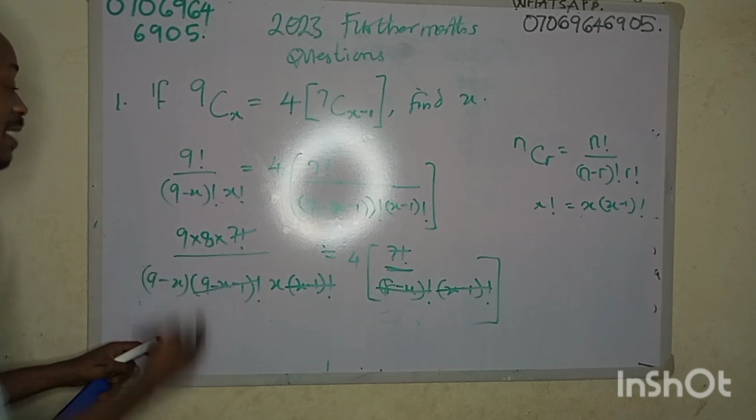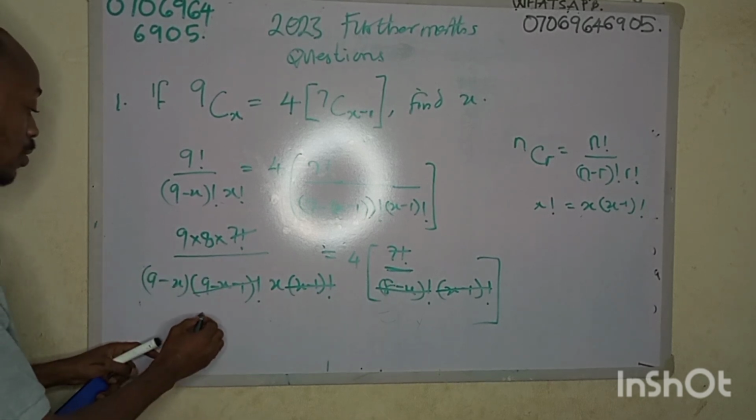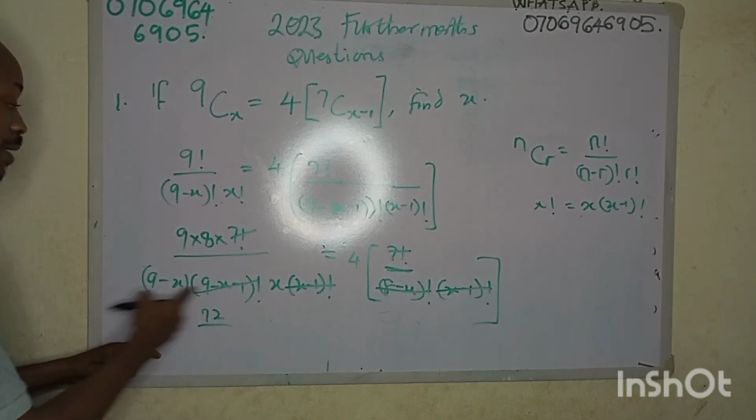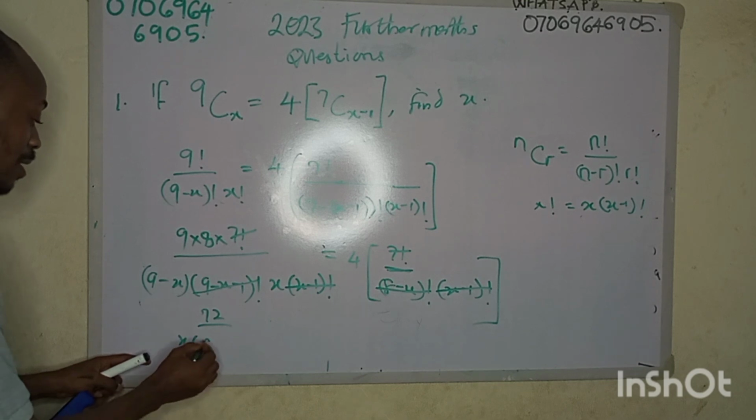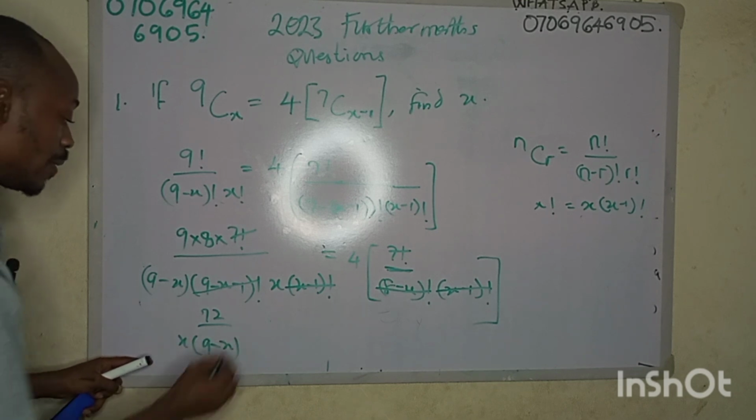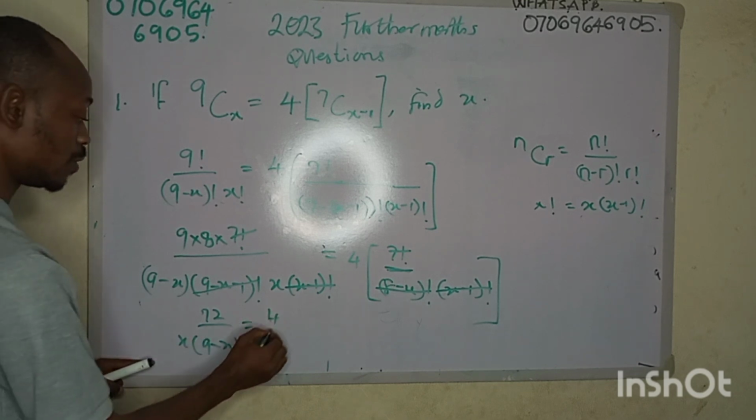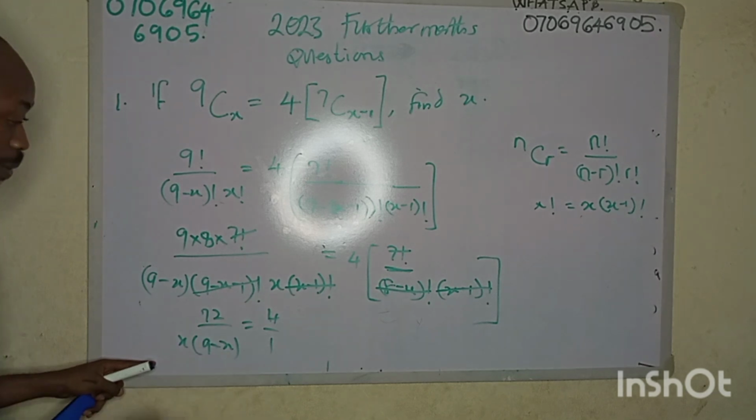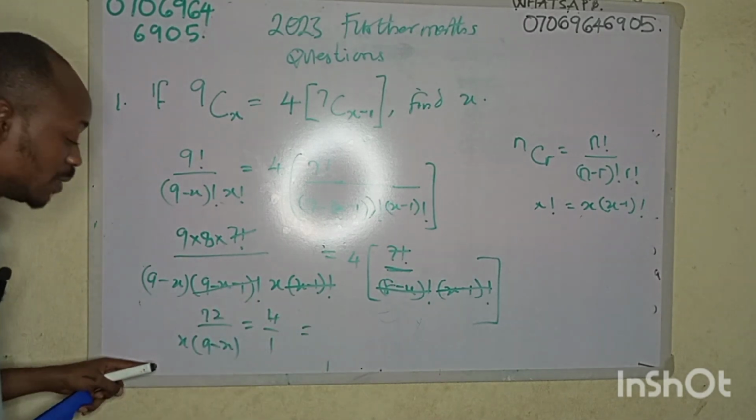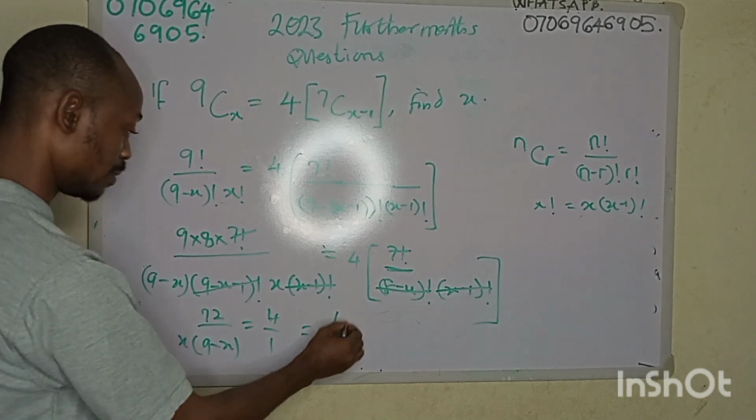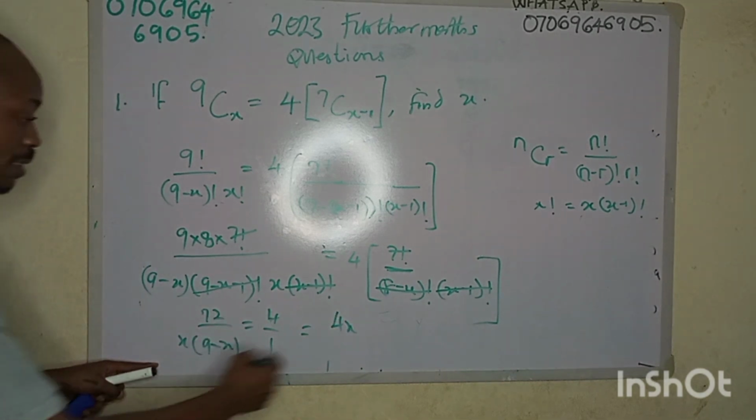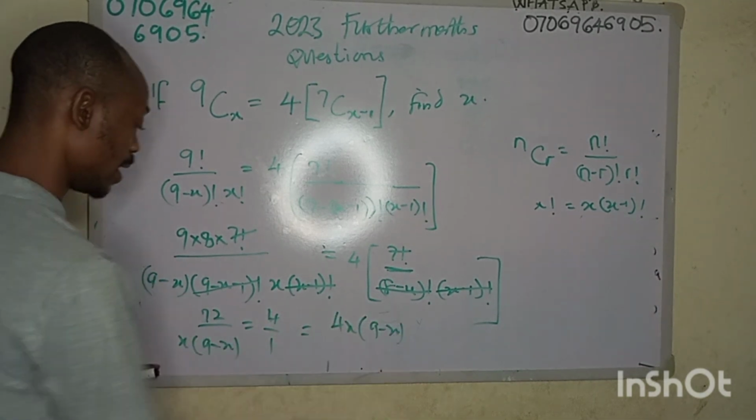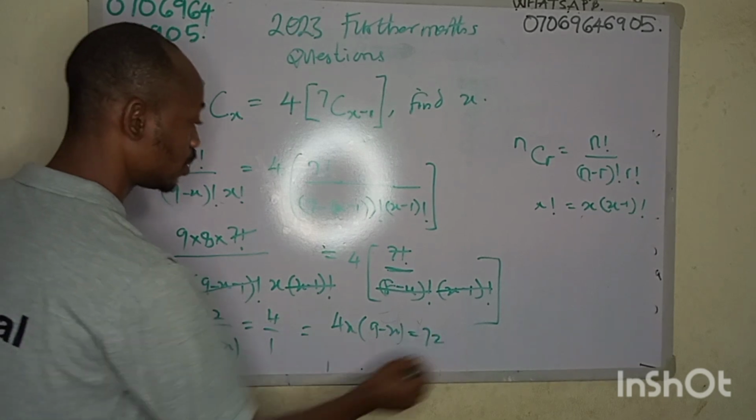So what do we have here? 9 times 8, that's going to be 72 all over 9 minus x times x, that's x times 9 minus x, equals 4 all over 1, right? Then it has become a normal expression. I'll just cross multiply and then get something like a quadratic. So 4 times x, open the bracket, 9 minus x equals 72.